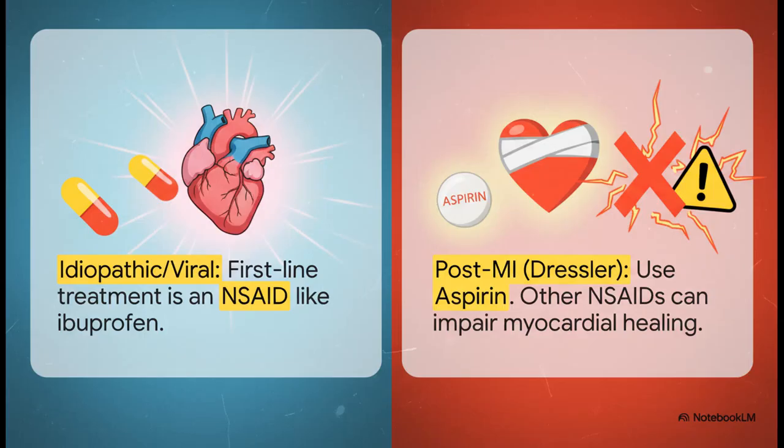Now pay attention, this right here is a huge distinction, a classic PANCE trap. If the pericarditis is post-MI, that's Dressler syndrome, you have to use aspirin. Not ibuprofen, not naproxen, just aspirin. That's because other NSAIDs can actually mess with how the heart muscle heals after a heart attack. So just burn this into your memory. Post-MI pericarditis equals aspirin. Period.